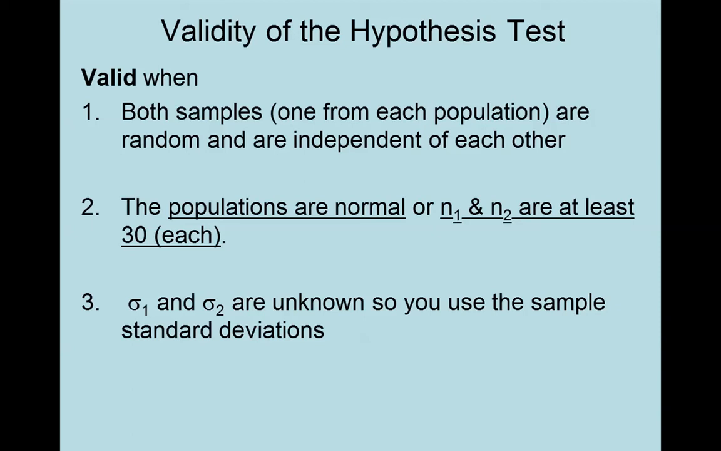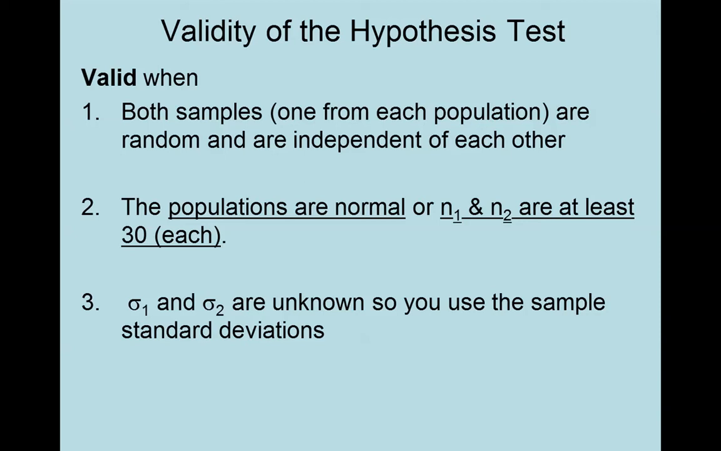Now for a hypothesis test to be valid, you need to take two independent samples. So you take two samples, one from each of your populations, and they have to be random. You take a random sample from the first population and a random sample from the second population, and they're collected independently of each other.